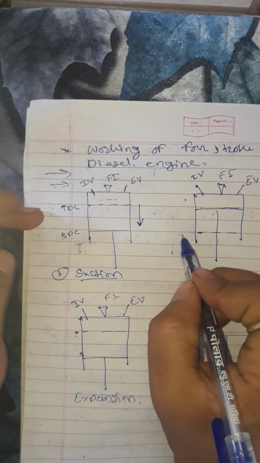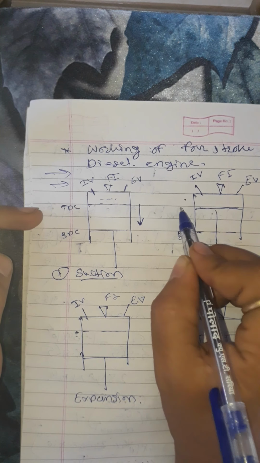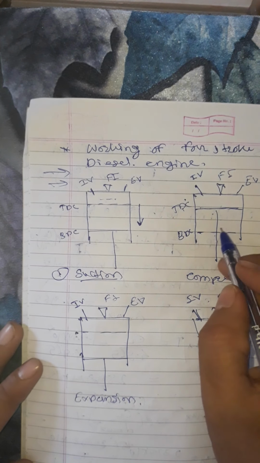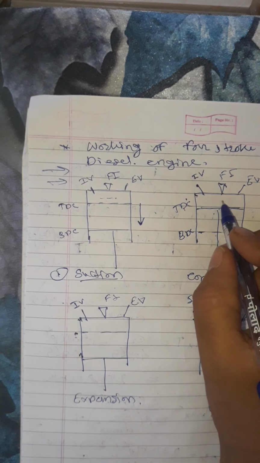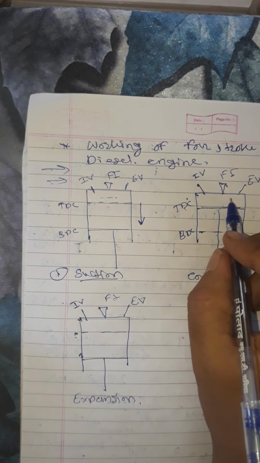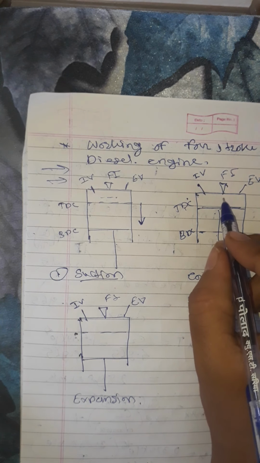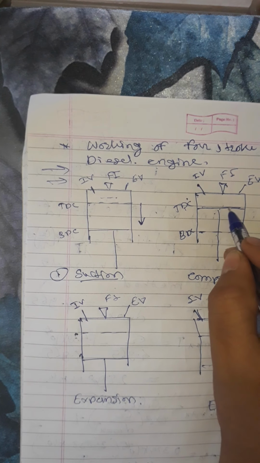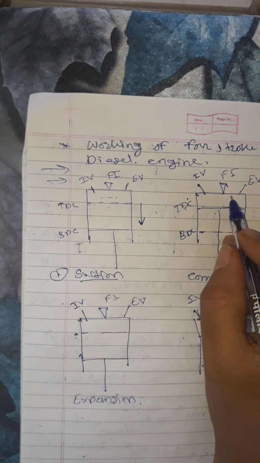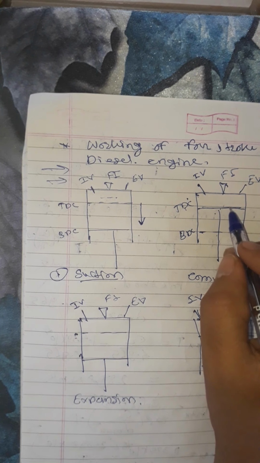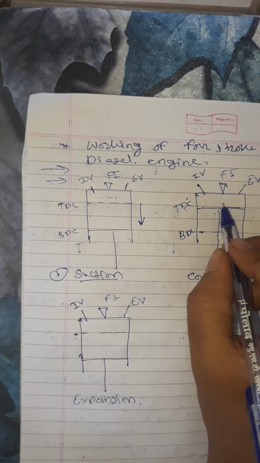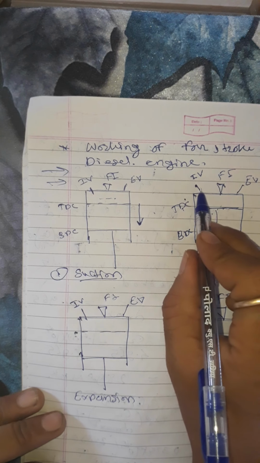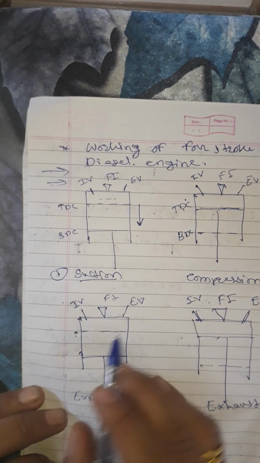Next, the piston moves from BDC to TDC. This is your compression stroke, right? The piston moves from BDC to TDC and compresses the air, and due to this compression the temperature of the air increases. At the end of this compression stroke, the fuel injector injects fuel onto the compressed, heated air, and explosion takes place. At this time the inlet valve and exhaust valve are both closed.